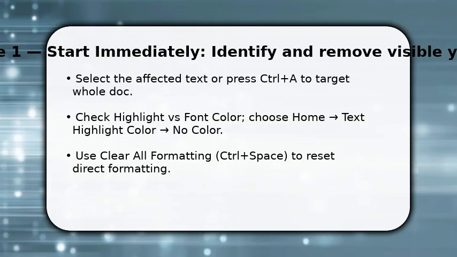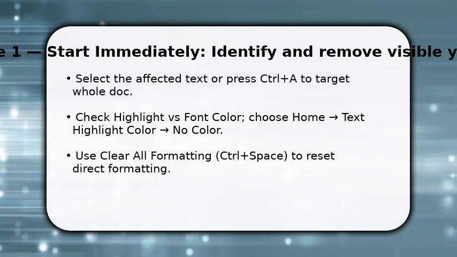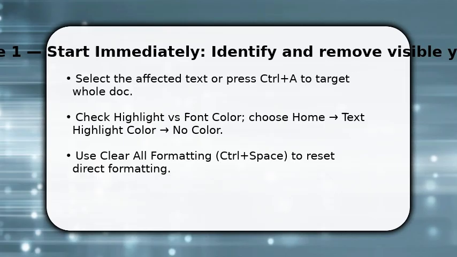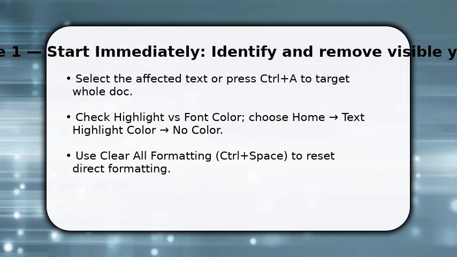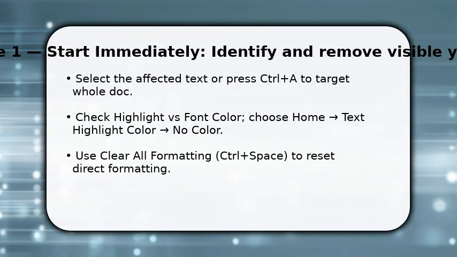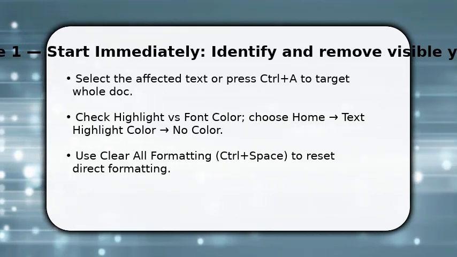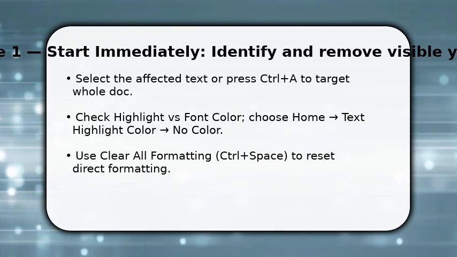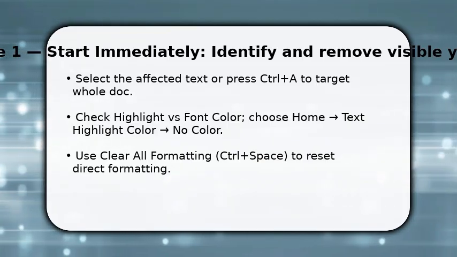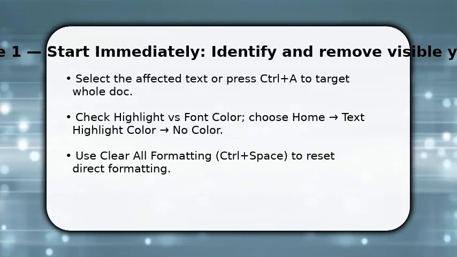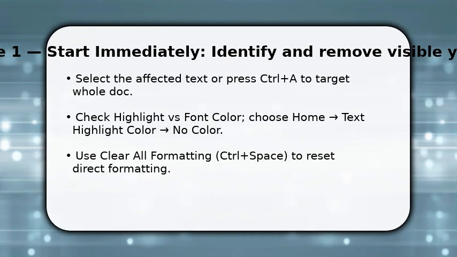Next, check whether the yellow is a highlight or a font color. Open Home, Text Highlight Color, and choose No Color to remove highlights. If color remains, press Ctrl+Space to clear direct font formatting. This removes manual color overrides. Once done, inspect a few lines to confirm the yellow is gone before proceeding to deeper style fixes.